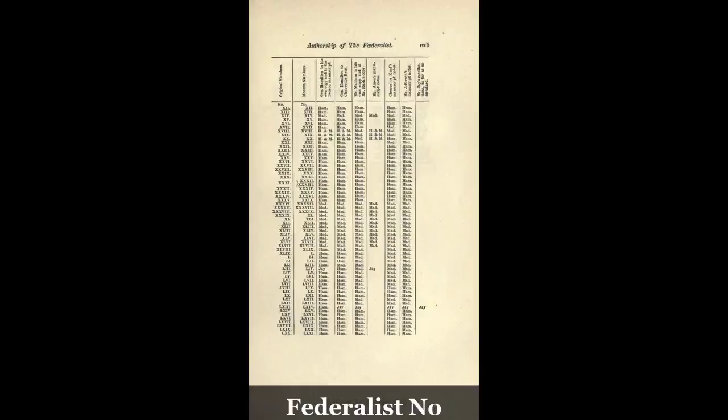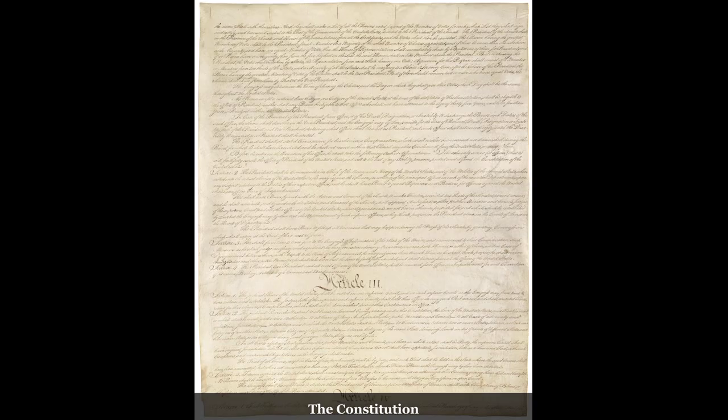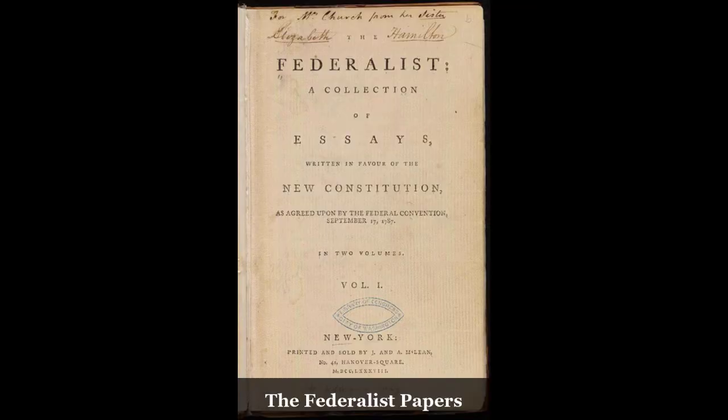For example, in Federalist Number 51, Madison uses a metaphor to describe the system of checks and balances. In framing a government which is to be administered by men over men, the great difficulty lies in this: you must first enable the government to control the governed, and in the next place, oblige it to control itself. This kind of language helps to create a sense of clarity and purpose, making the Constitution's provisions more understandable to a general audience.